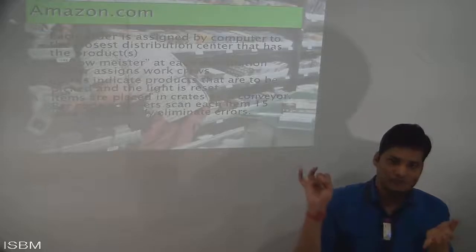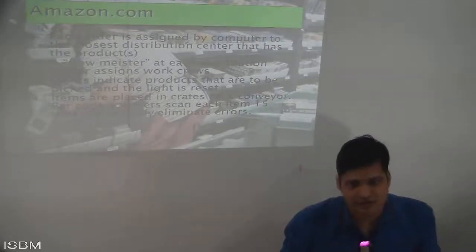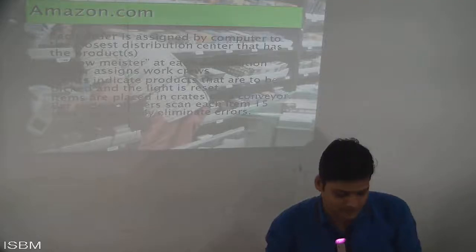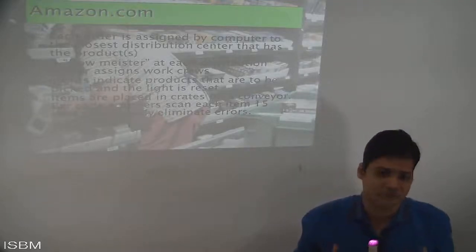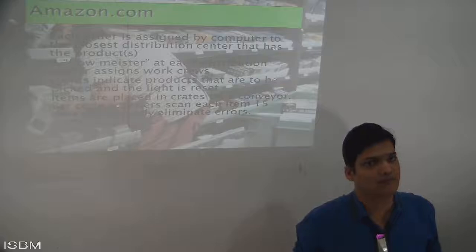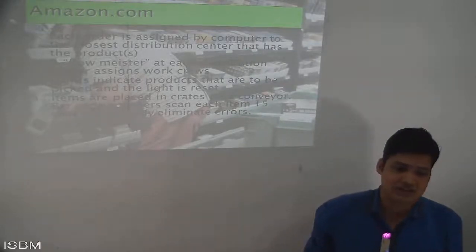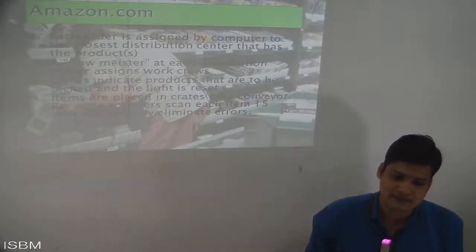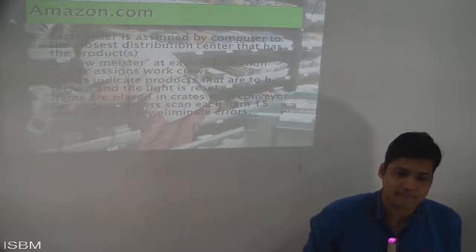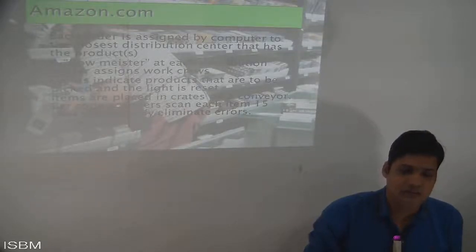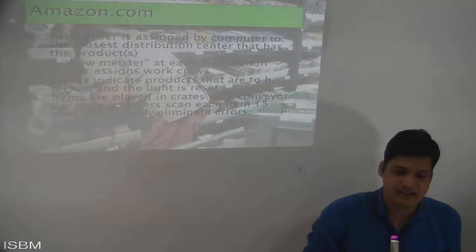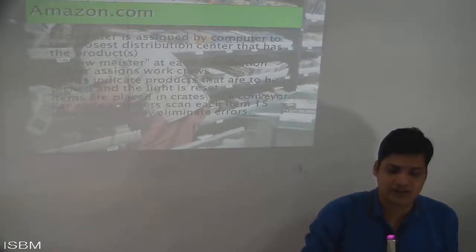It will reduce the cost of logistics only, because they have to keep inventory in India, or maybe in different centers. Each distribution center assigns work queues. Lights indicate products that are to be picked, and the light is reset. Items are placed in crates on a conveyor. Barcode scanners scan each item 15 times to virtually eliminate errors.